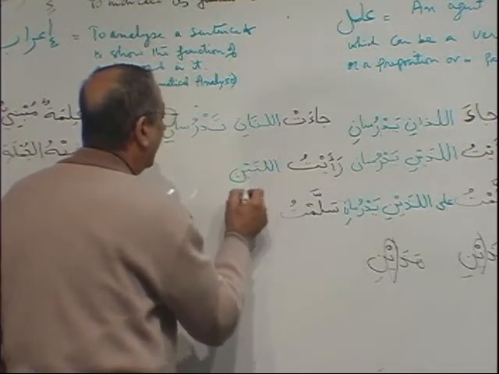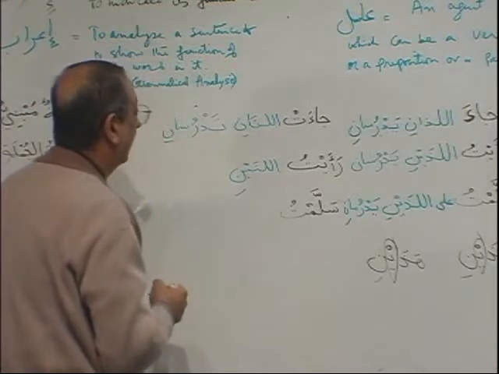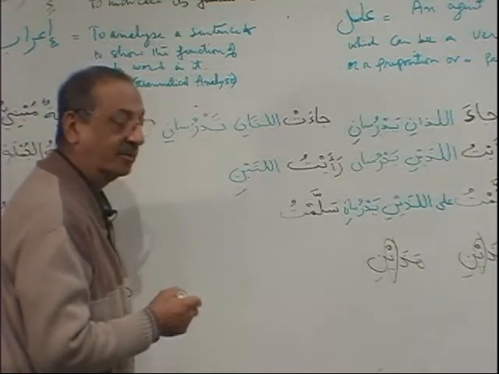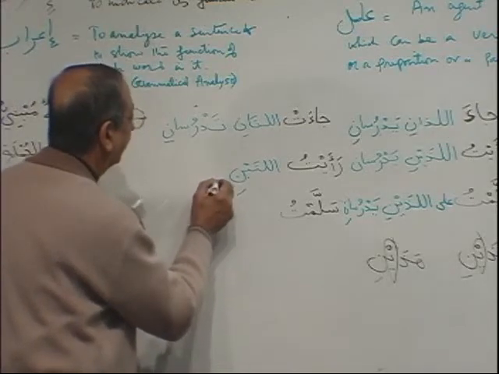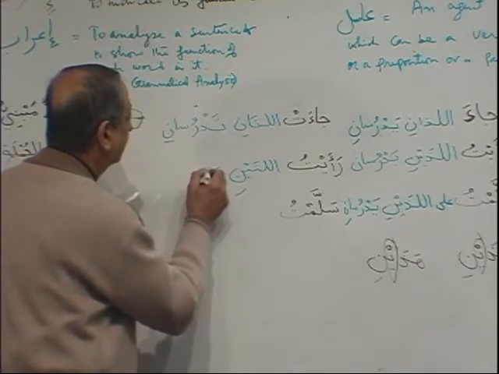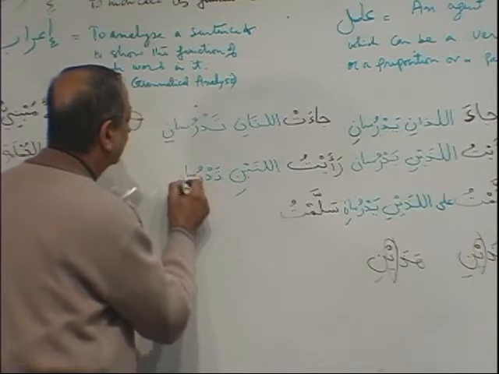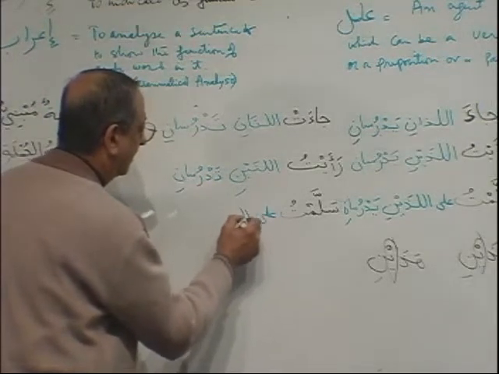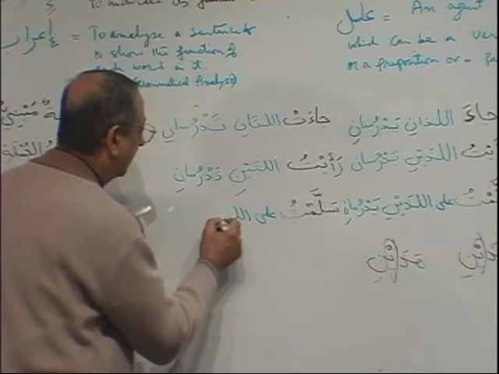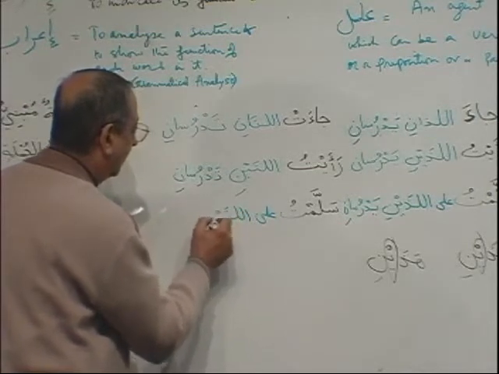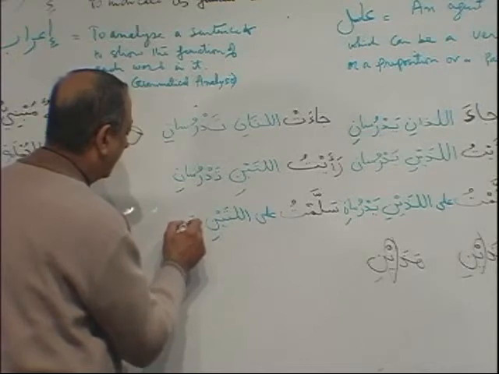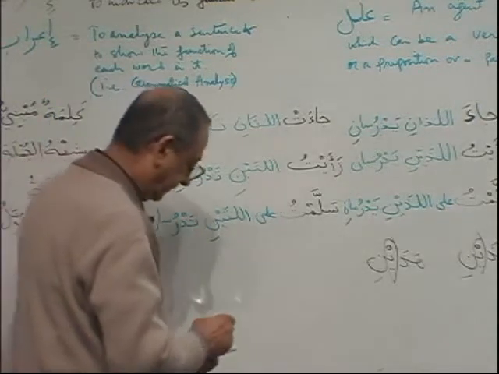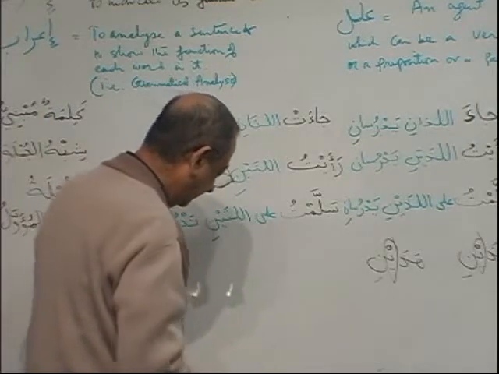Brothers and sisters, if you write down, then you will have a permanent record. And then when you revise, inshallah, you will understand it very beautifully. Raitu lataini tadrusani. And then salamtu alal lataini tadrusani. Got the idea, brothers and sisters?